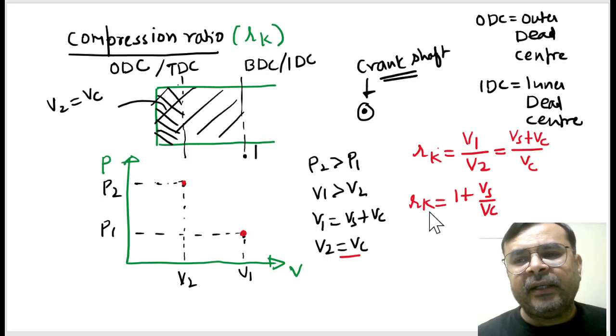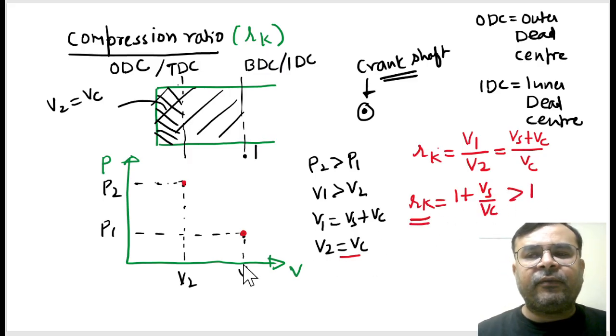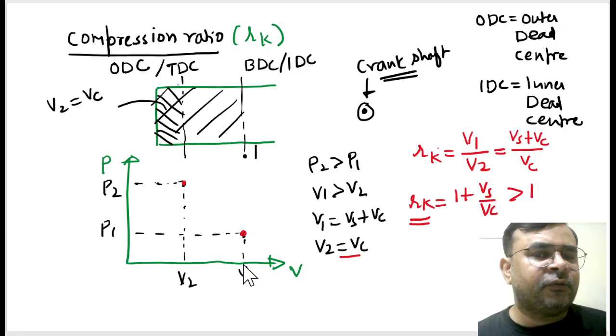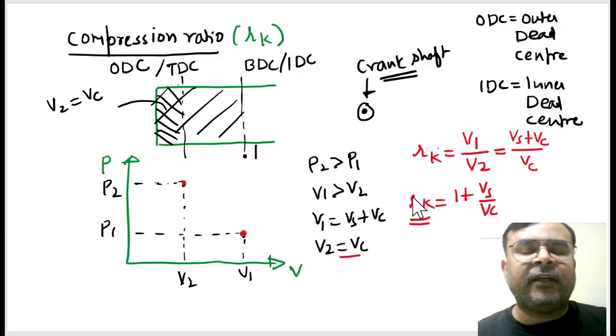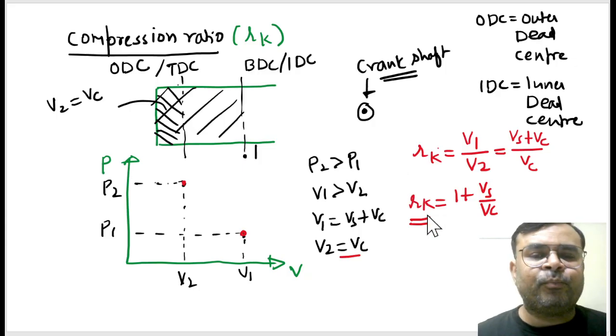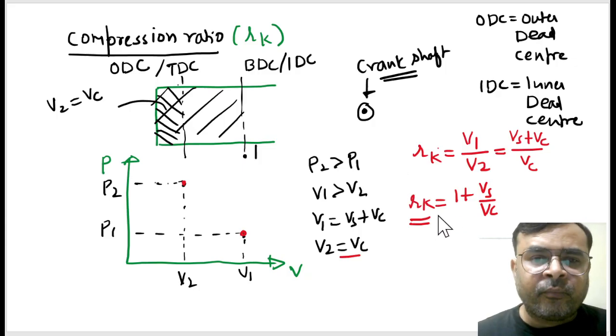This means the compression ratio is always greater than 1. From this relation you can say the compression ratio is always greater than 1, and generally it is taken around 8 to 10 for a petrol engine and around 16 to 20 for a diesel engine. So what is compression ratio?